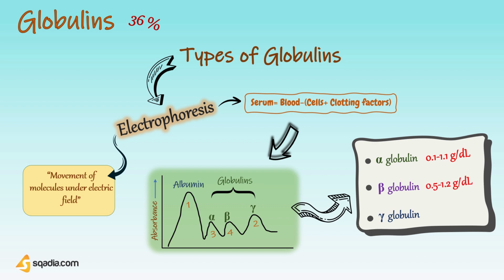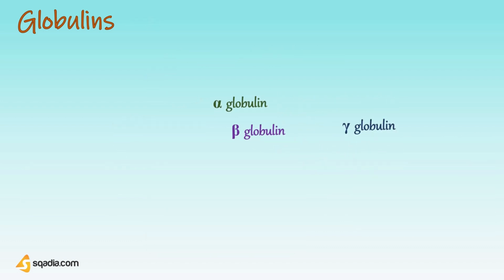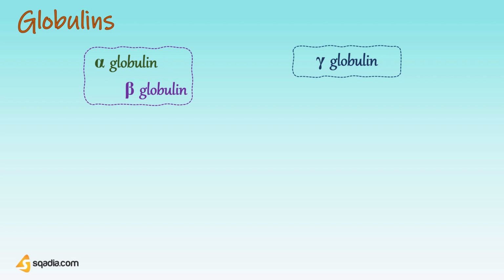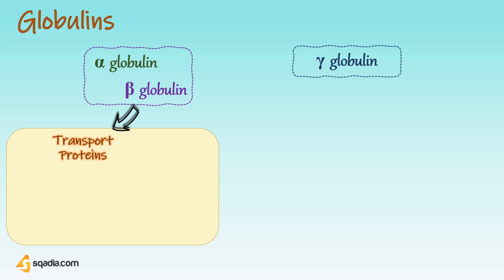Beta globulin is 0.5 to 1.2 gram per deciliter. And gamma globulin is 0.7 to 1.7 gram per deciliter. The alpha and beta globulins produced by the liver are mostly transport proteins that bind to fat-soluble vitamins, lipids, and metal ions and transport them to their target site.